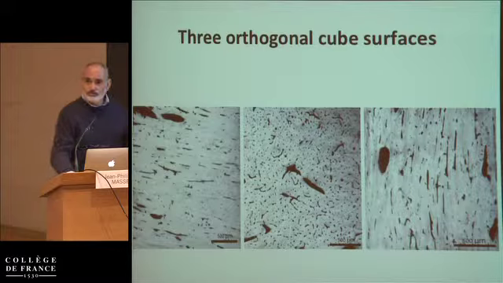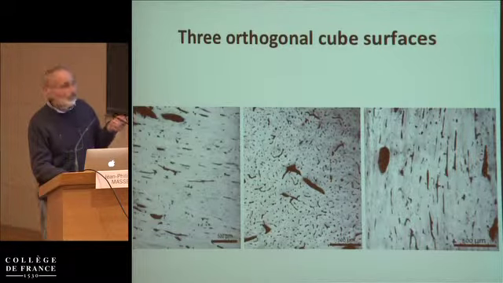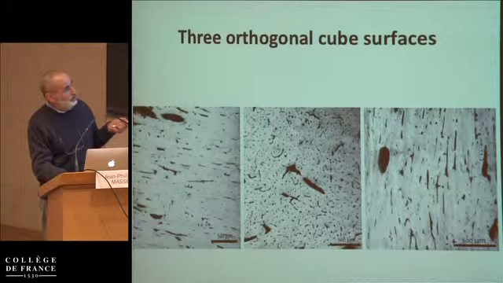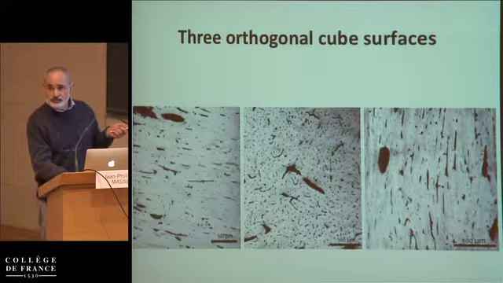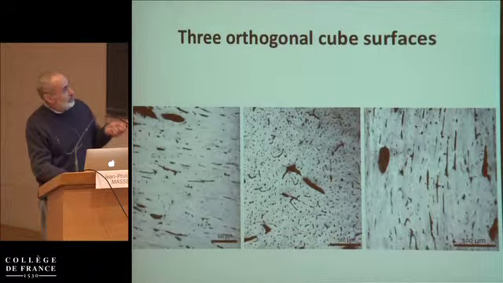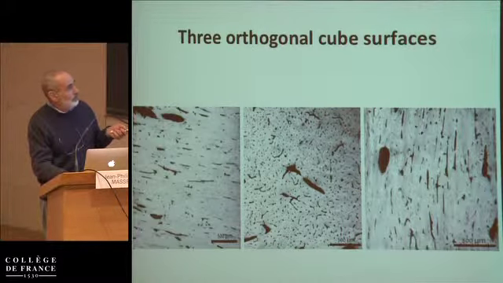We then wanted to look at the three-dimensional arrangement of the canals in this bone. So we cut a cube. These are the three faces of the cube. This is the image we looked at before. This is a transverse surface. And on the sides, you can see that these canals are oriented primarily in a longitudinal direction.